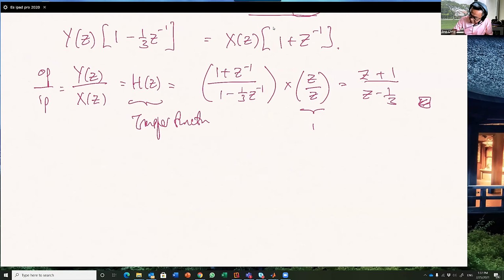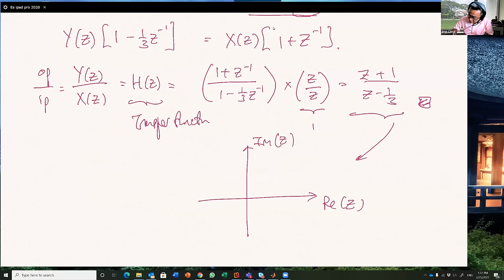Given this, we can now draw the pole-zero diagram. So this is the real part of z. This is the imaginary part of z. And we always draw a circle, which passes through j. This is 1. This is minus 1. This is minus j. So where is 2? 2 is here. Where is minus 2? Minus 2 is here. All right, so we draw a circle first. So the circle is of radius 1.